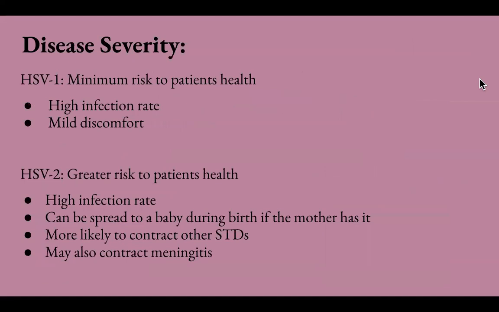When it comes to the severity of the disease, HSV1 is at a minimum risk to any patient's health. It does have a very high infection rate, but the most the patient will undergo is mild discomfort with the sore that is present on their lips. Whereas with HSV2, it is a greater risk to the patient's health. Again, it still has a high infection rate, and it can spread to a baby that is born if the mother has herpes. Also, it has you at a higher risk to contract other STDs, and you also may contract meningitis in the process.